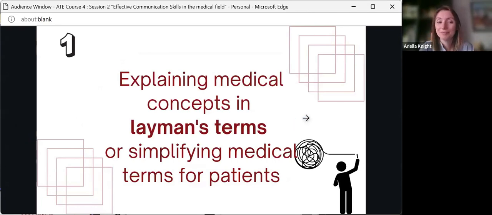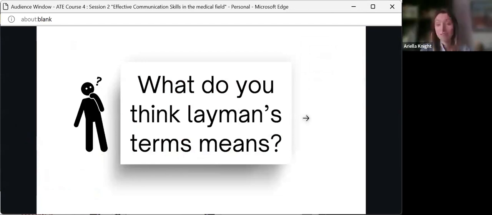What does it mean, layman's terms? I'll show you this slide. Okay, Yassine says, in a way anyone can understand. Okay, good. I'm going to give one more minute, if there's anything else folks want to share. What do you think layman's terms means?